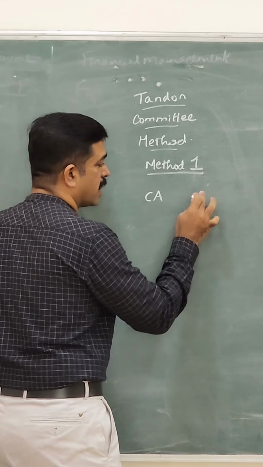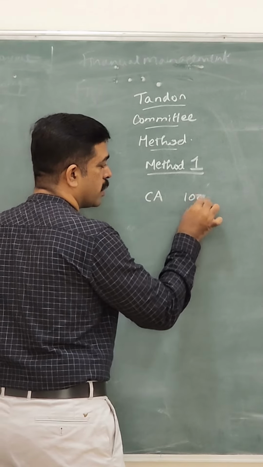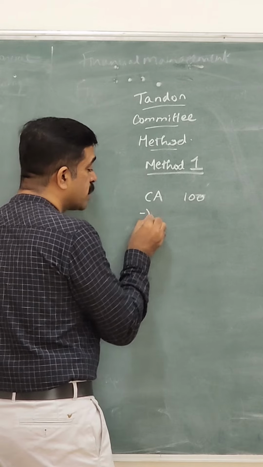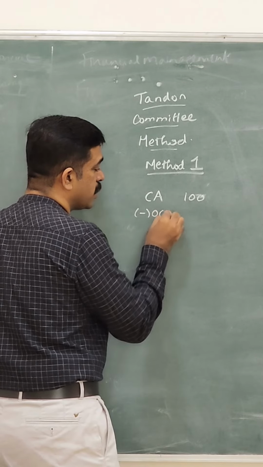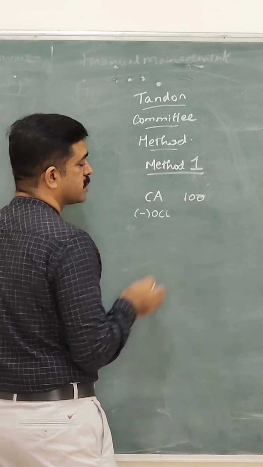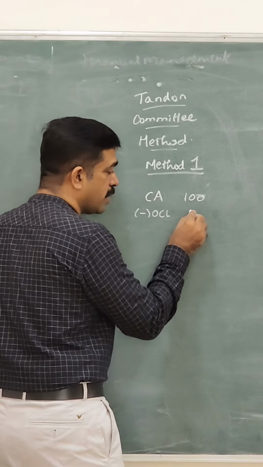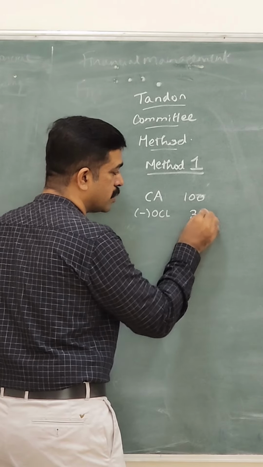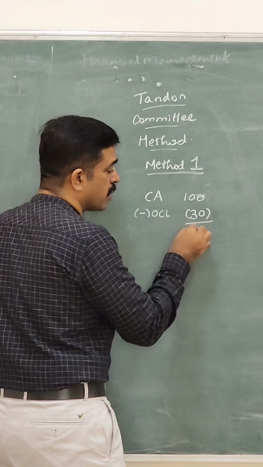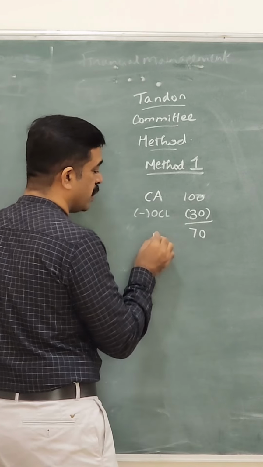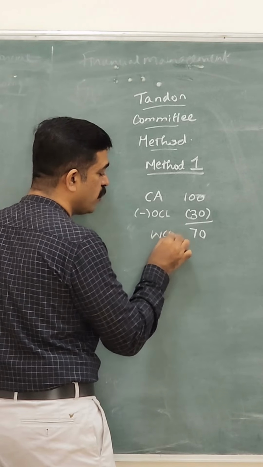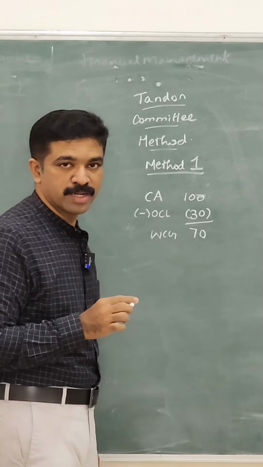The first method says estimate their actual working capital requirement, that is, current assets. Let's say the current asset requirement is 100. If so, deduct the other current liabilities that are available for funding this current asset. Let's say the other current liabilities available are 30. Then there is a gap of 70. Only this gap has to be filled in, and we call it the working capital gap.